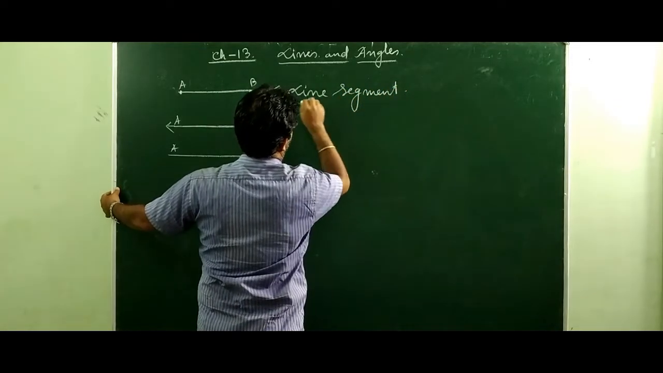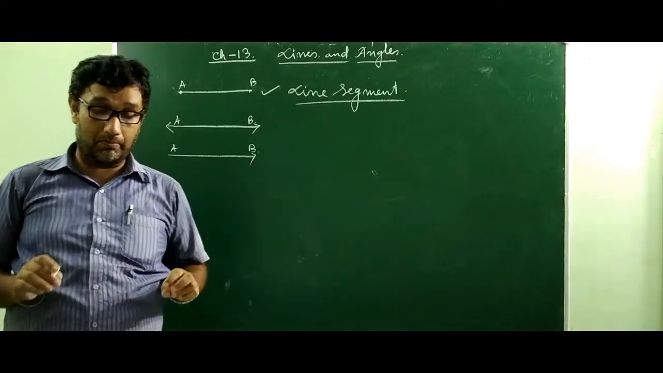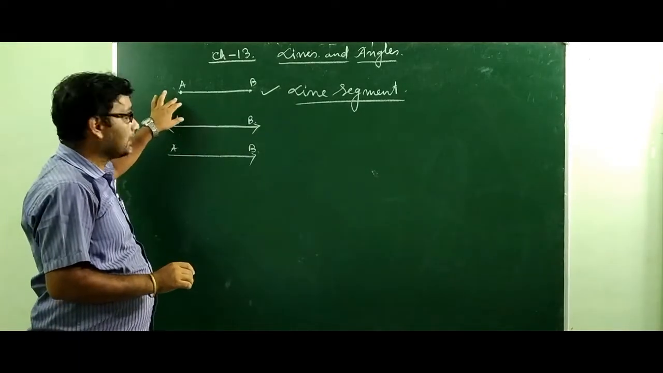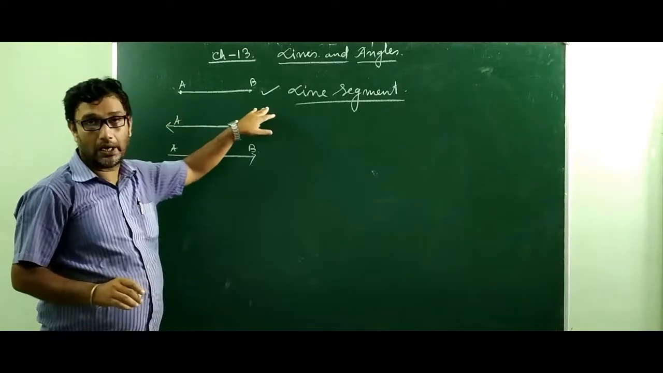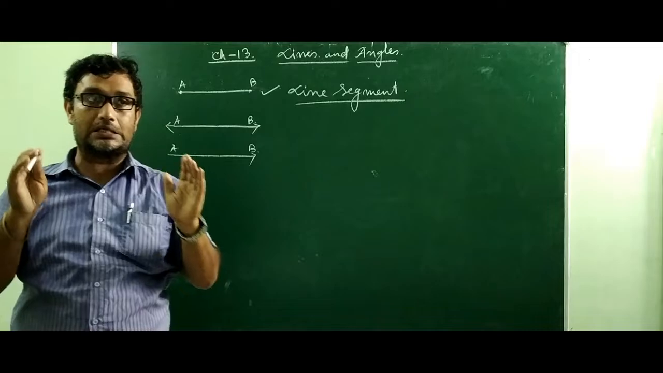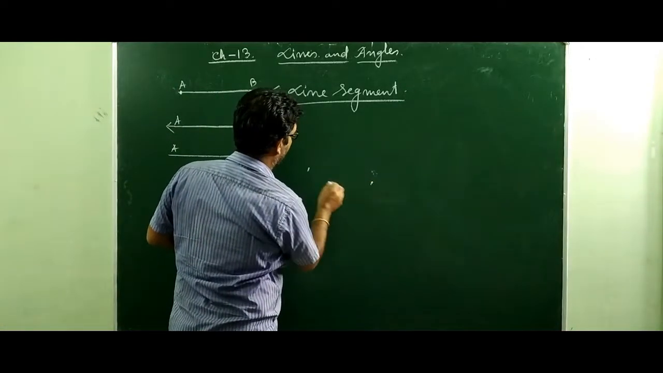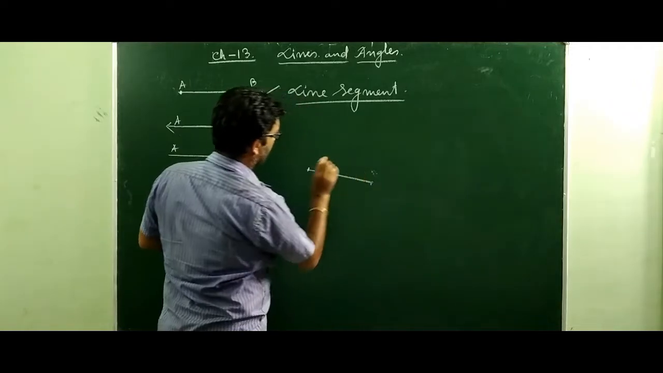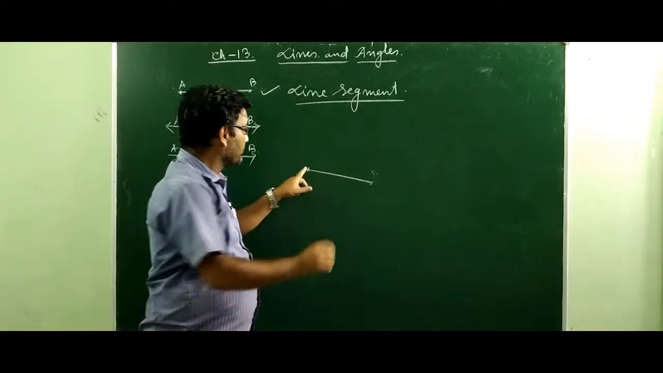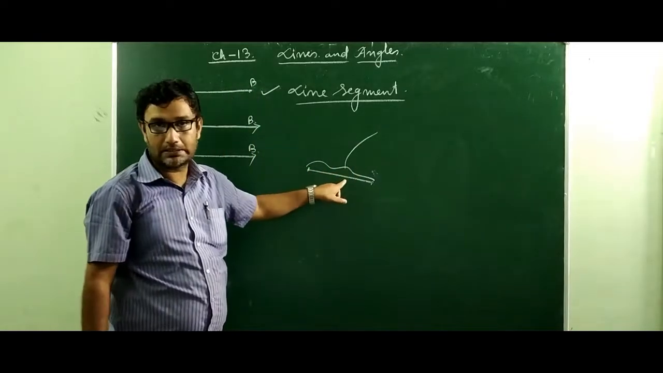Line segment means what? Where you get the starting point as well as the ending point, and a line segment is the shortest distance between the 2 points. Suppose here is 1 point and here is 1 point. When you join these 2 points, you will get one straight line. This line is your line segment.